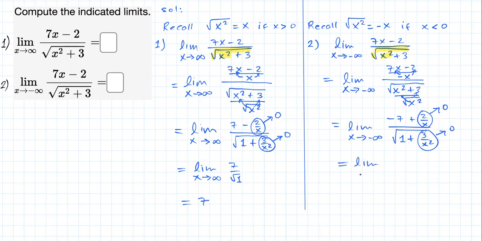Well, the following is left. Limit as x approaches negative infinity of minus 7 over the square root of 1. The square root of 1 is 1. 1 into minus 7 is just minus 7.